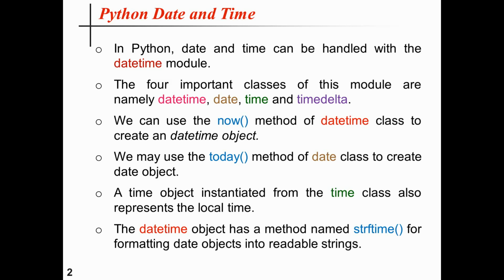We can use the now method of the datetime class, that is the first class of the datetime module. So it will be used for creating an object of the datetime class. Basically it contains the current local date and time.